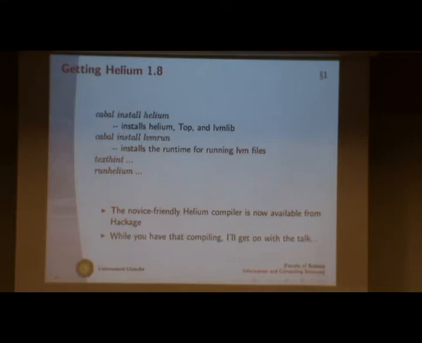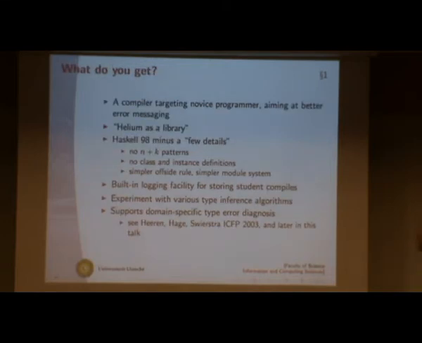So while you have that compiling, okay. What do you get if you install this? Well, you get a compiler that's targeted to novice programmers and those who have bad error messages. It also has Helium as a library. This was also important for Bastiaan, because they actually compile two parts of Helium that they reuse, so they reuse the type inferencer and stuff like that. It's Haskell 98, minus a few details. So no n-plus-k patterns, we already threw them out before Haskell did. There are no class and instance definitions, there's a simpler offside rule, a simpler module system, because it was intended for education. It has a built-in logging facility for storing student compilations, and you can experiment with various type inference algorithms and those based on constraints.